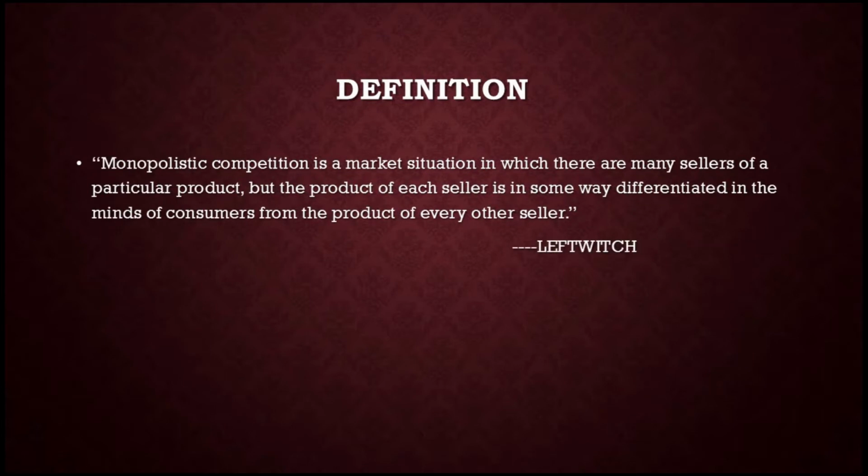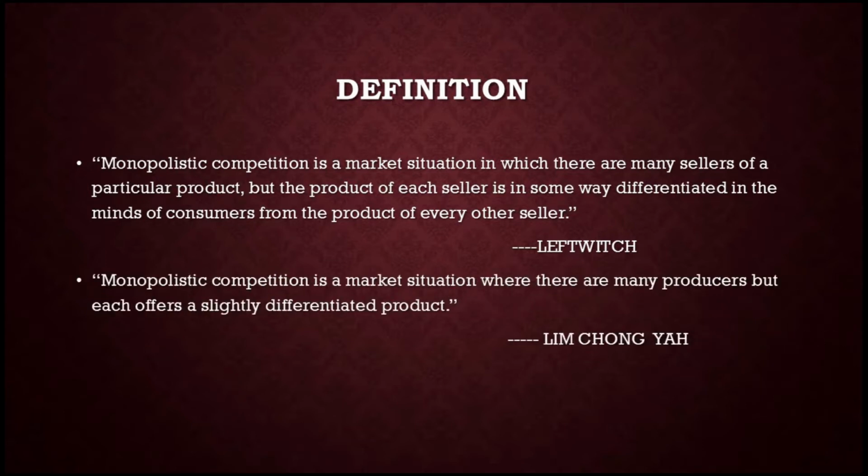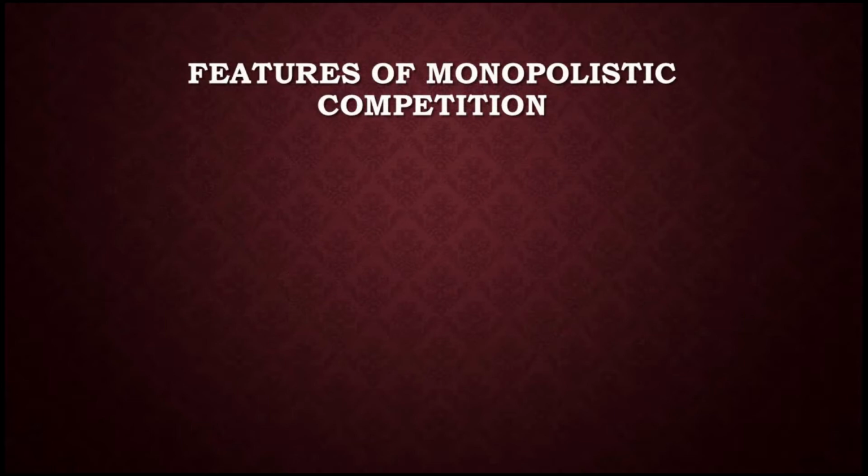Therefore, according to Leftwich, monopolistic competition is a market situation in which there are many sellers of a particular product, but the product of each seller is in some way differentiated in the minds of consumers from the product of every other seller. And similarly, according to Lee Chong-yeol, monopolistic competition is a market situation where there are many producers, but each offers a slightly differentiated product.